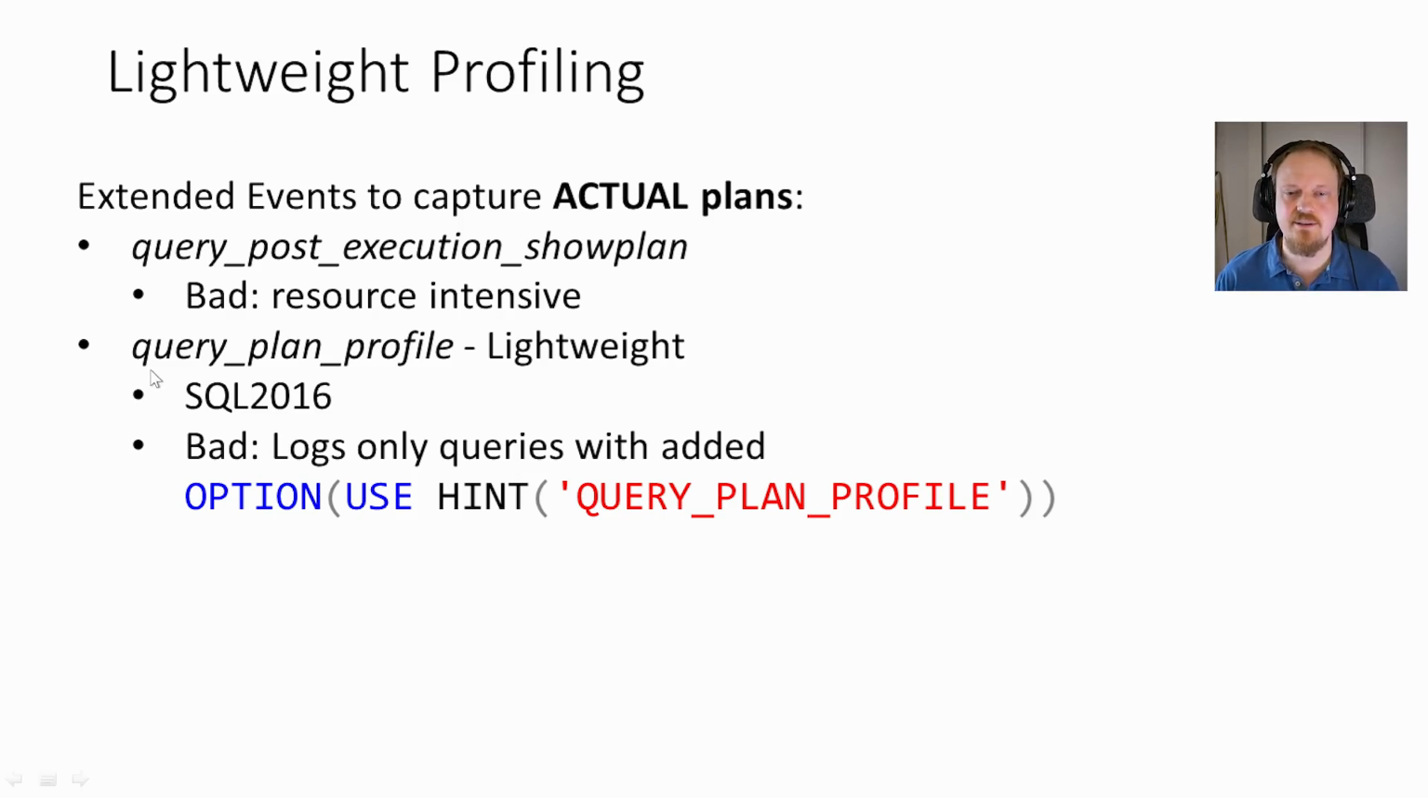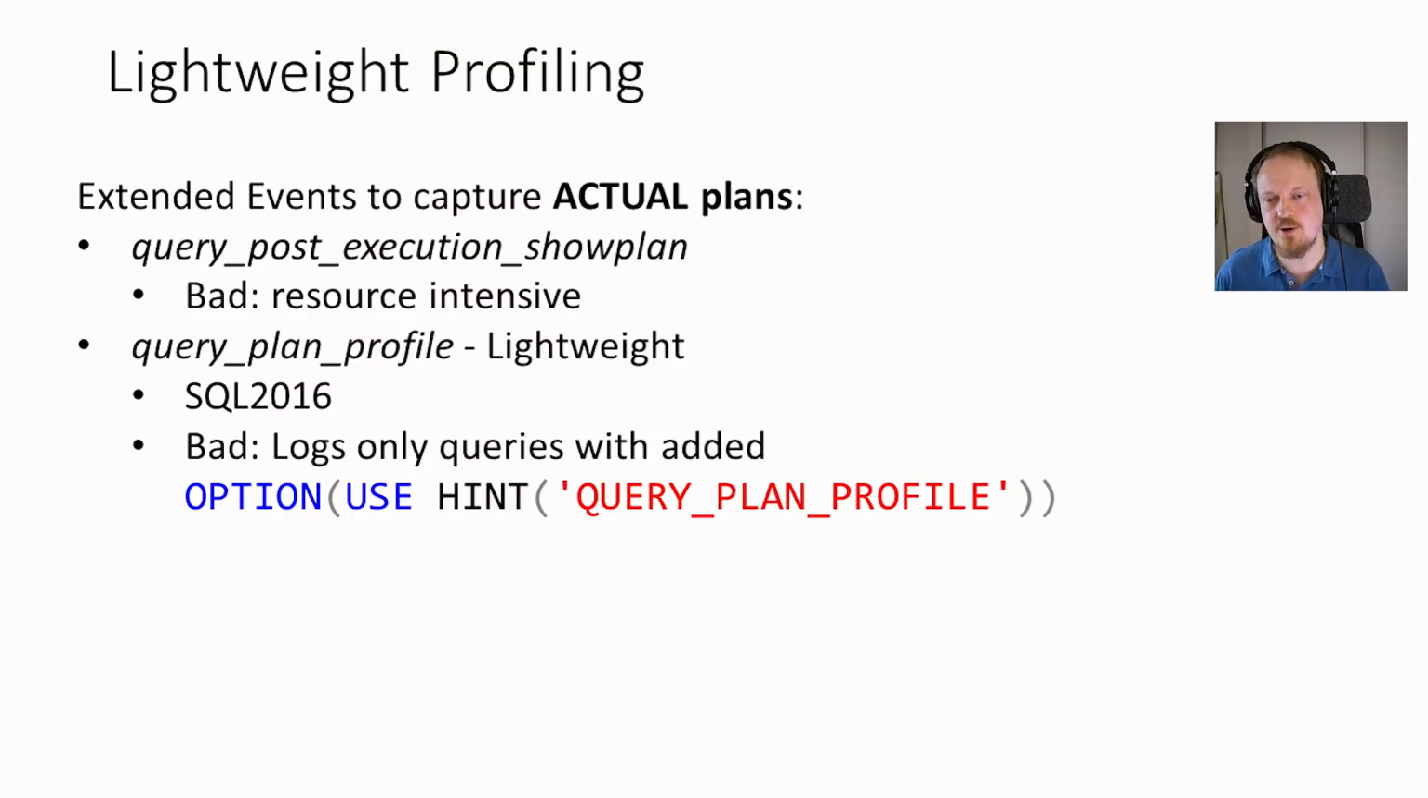There is the event query plan profile. It is lightweight. It doesn't take much resources. Super lightweight, in fact. And it will log you the execution plan. But it has one big drawback. It logs nothing unless you add a special hint. And that special hint you add to the end of the query, OPTION (USE HINT 'QUERY_PLAN_PROFILE'). And only the queries that have that hint will be logged.